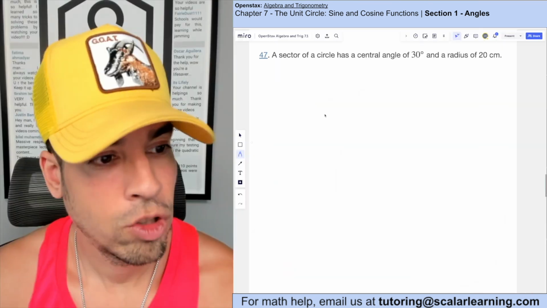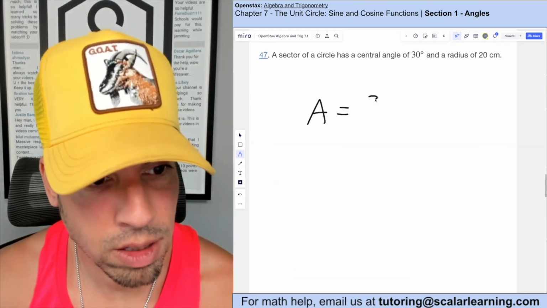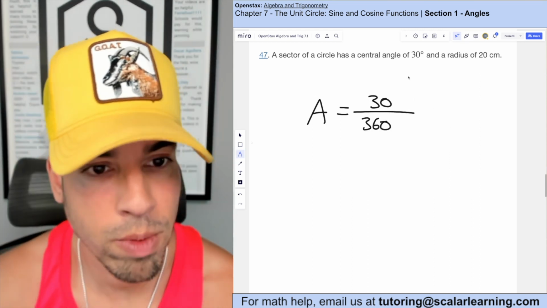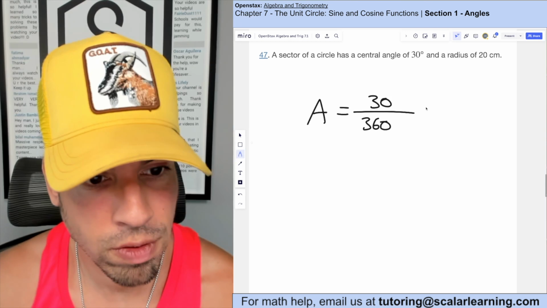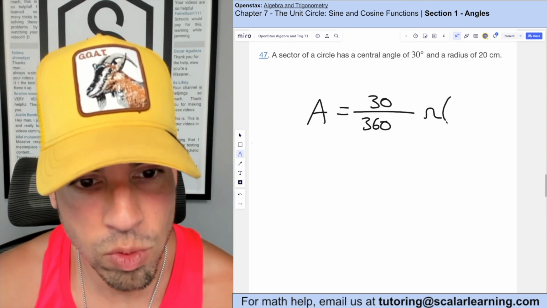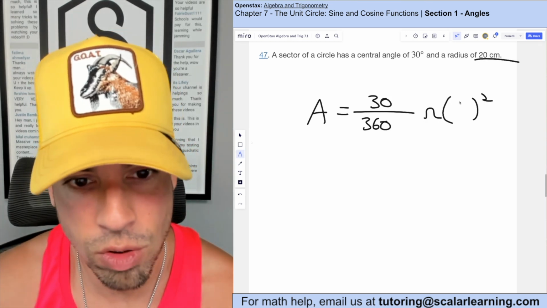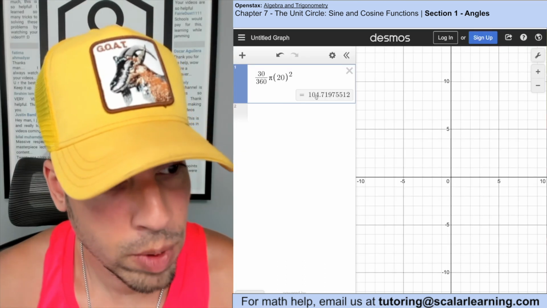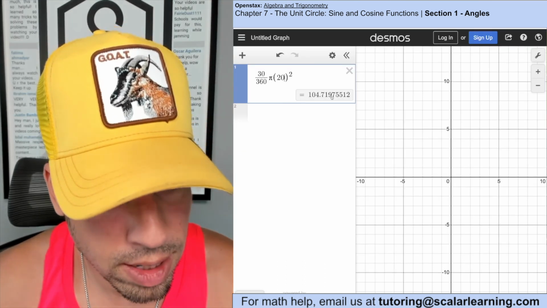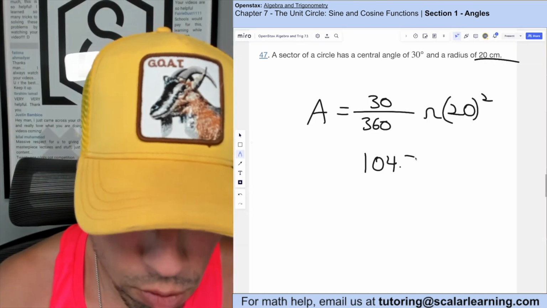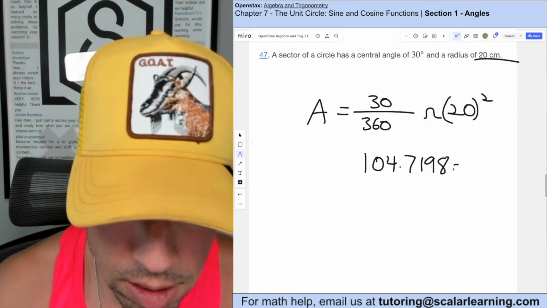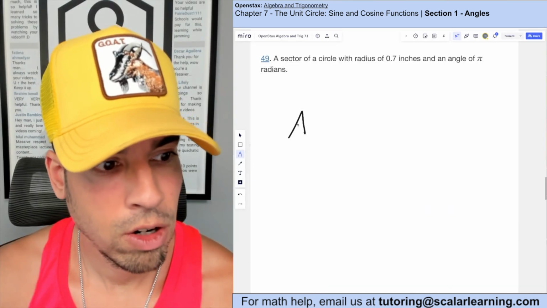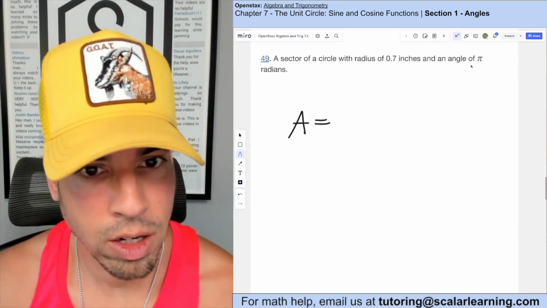Boom, done. So to find the area of the sector, we take the central angle divided by 360, the total degrees going all the way around the circle, and then times the area of the circle. And area is pi times radius squared. And in this case, the radius is 20. So let's plug and chug in the calculator and see what we get. So here we get 104.7198. So approximately 104.7198 centimeters squared.